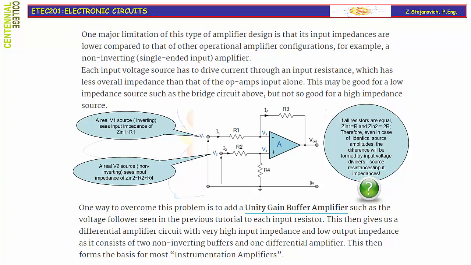One way to overcome this problem is to add a unity gain buffer amplifier, such as the voltage follower that we described earlier, to each input resistor. This then gives us a differential amplifier circuit with very high input impedance and very low output impedance, as it consists of two non-inverting buffers and one differential amplifier. This then forms the basis for most instrumentation amplifiers.